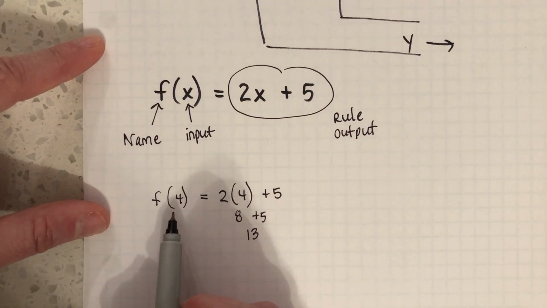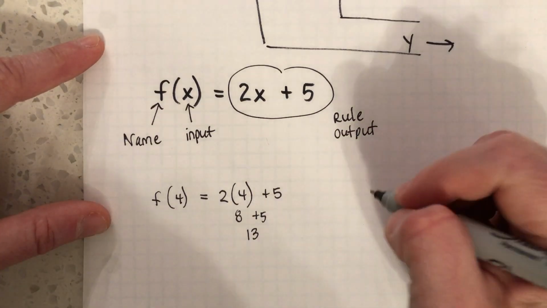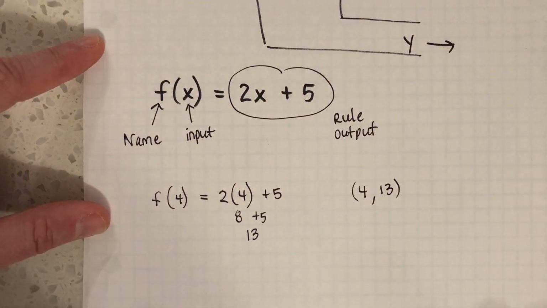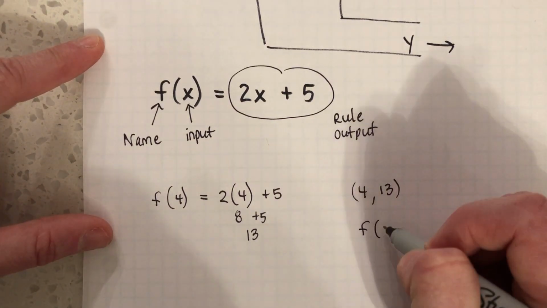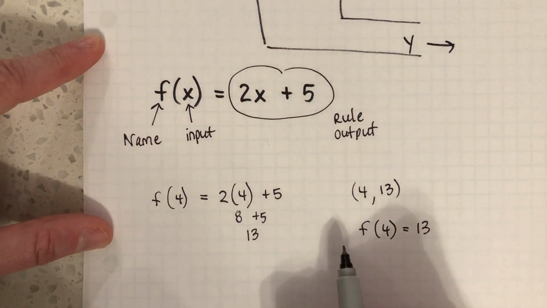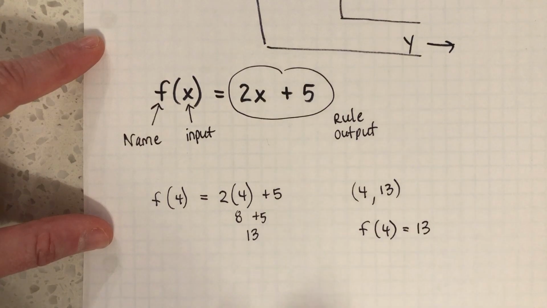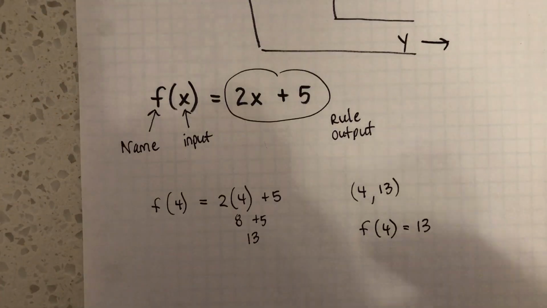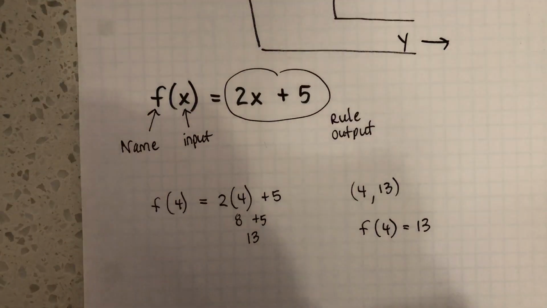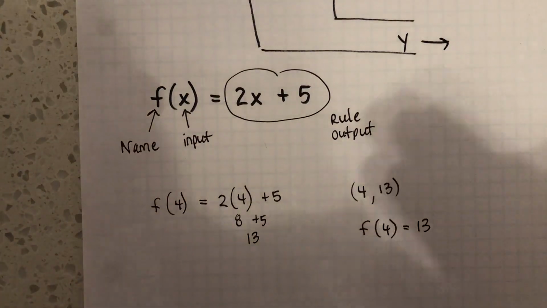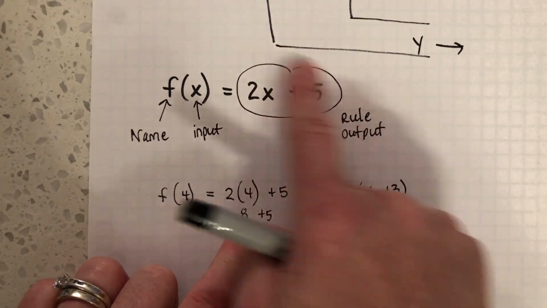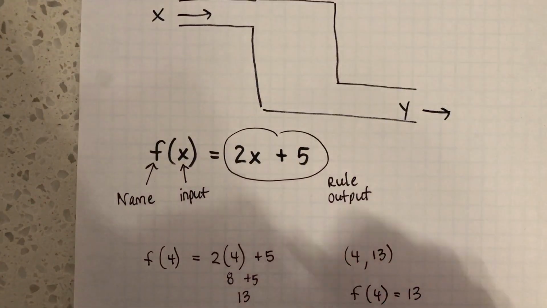So when 4 went into the function, 13 came out. So you could write it as an ordered pair: 4 went in, 13 came out, or you could say f of 4 equaled 13. When 4 went into function f, a 13 came out, okay? And that's how we worked with functions before. So again, you're just plugging something in and you're getting something out. I feel like a function is only as difficult as its written rule. The more difficult the rule part is, the more difficult the function is.